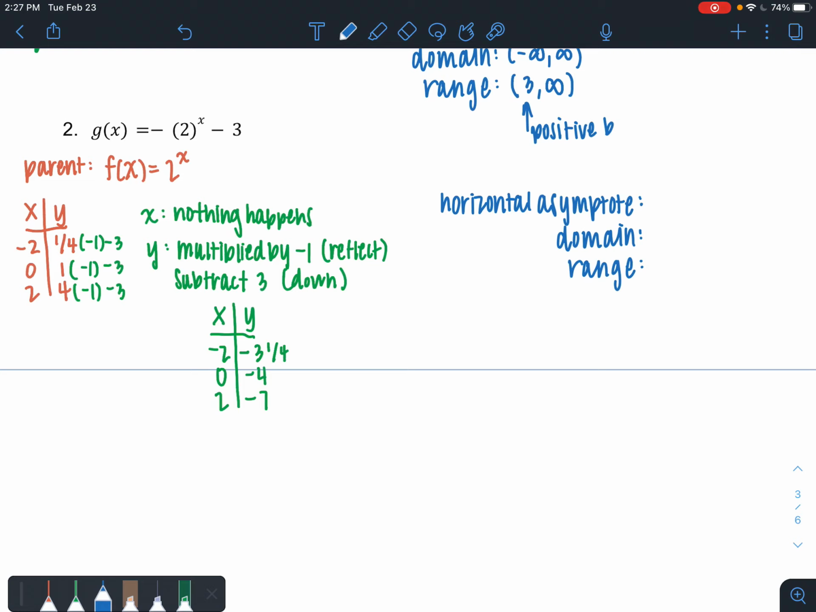Our horizontal asymptote is going to be y equals -3. Make sure you write it as an equation. It is a line. Our domain is just -infinity to infinity. And then because of this negative out front here, this range is going to be from -infinity to that asymptote.